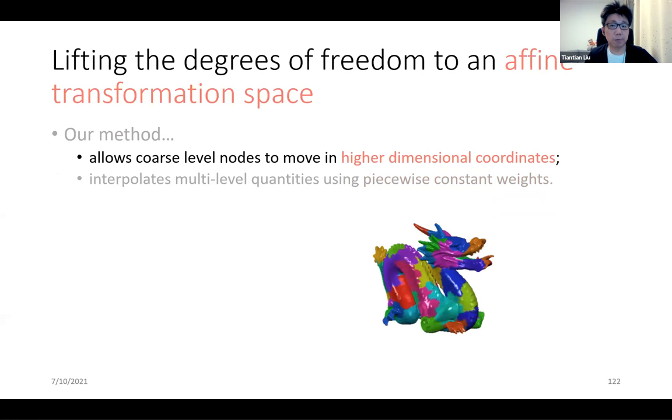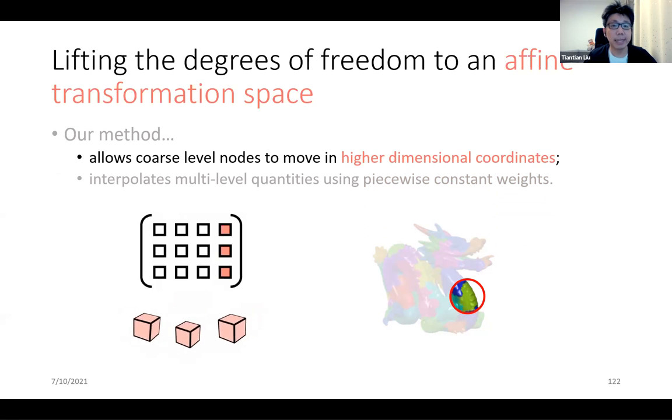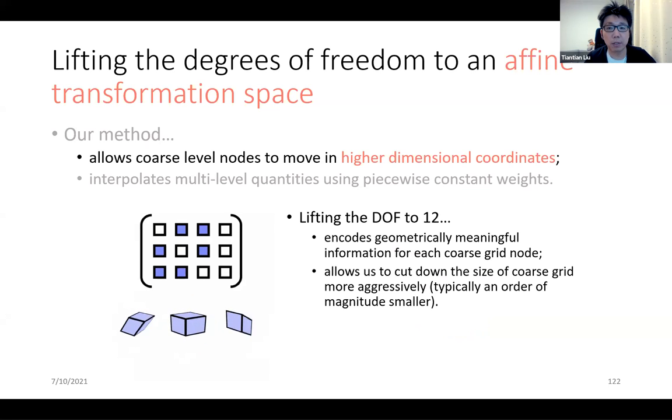We first lift the degrees of freedom of the coarse level nodes from 3 to 12, which lies in an affine transformation space. We call it scaling space coordinates because we were inspired by Jacobson and colleagues' paper, Fast Automatic Skinning Transformations. The space encodes more generally geometrically meaningful information, such as scaling, shearing, linearized rotation, and translation, compared to the original traditional positional space. And we find it particularly useful to cut down the size of the coarse grid more aggressively, typically an order of magnitude smaller.